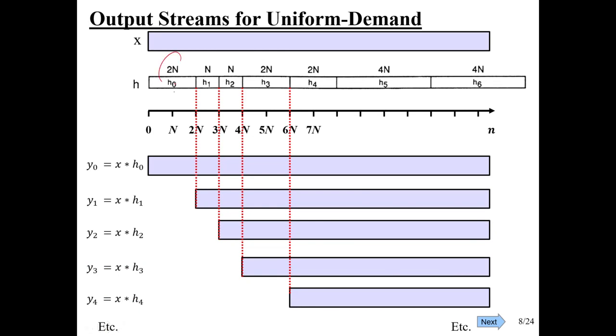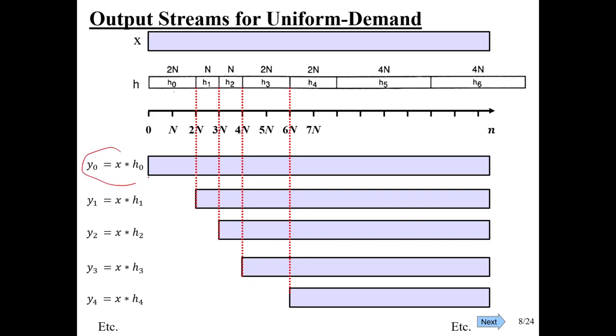So we start with 2n, and then we've got n, n, 2n, 2n, 4n, 4n. I think you can guess what comes next: 8n, 8n, 16n, 16n, and so on. I'm just showing this as a way to keep track of where the output streams start, because we'll need to understand that when we get to figuring out how to do this with the overlap save.